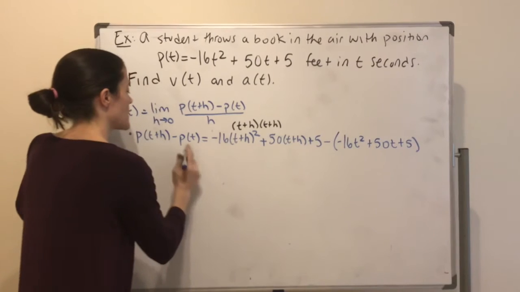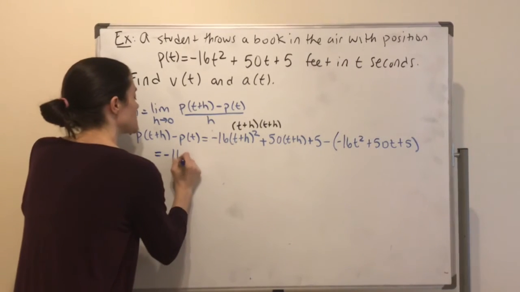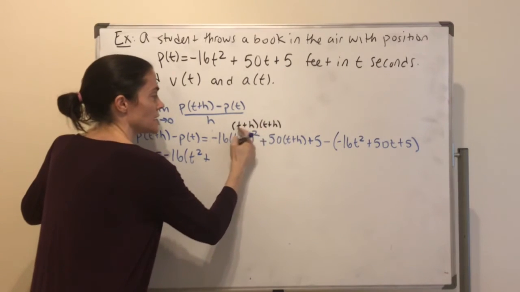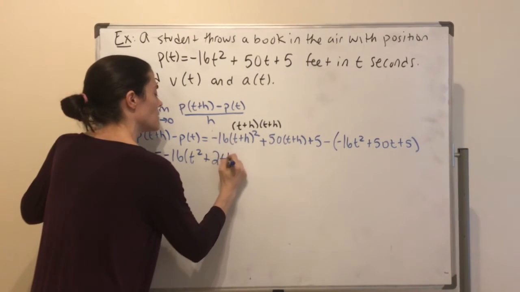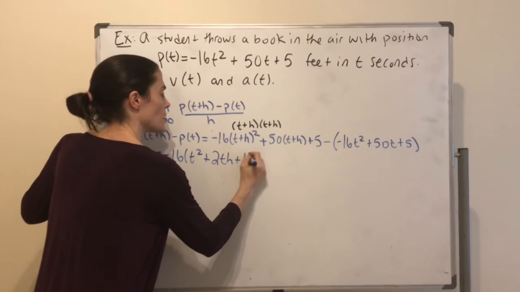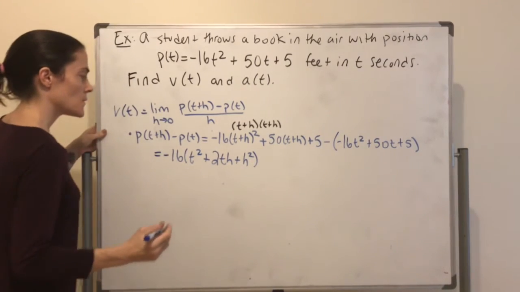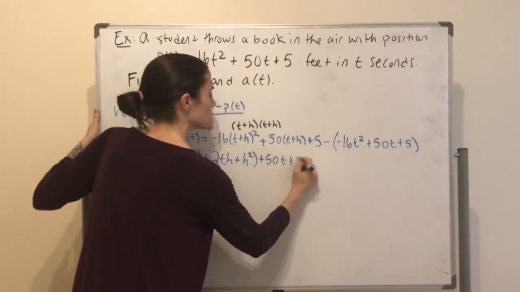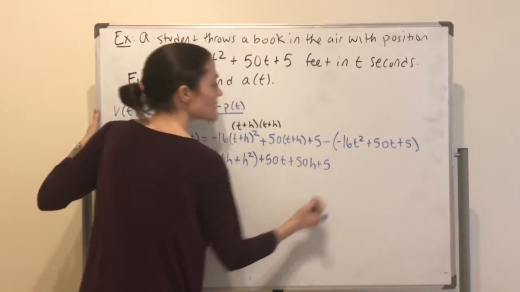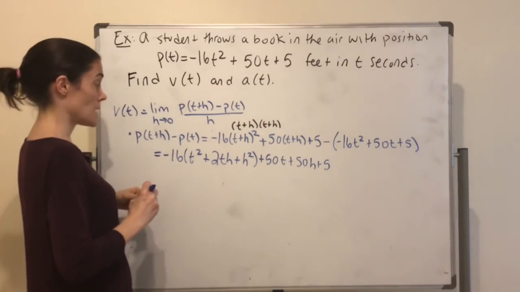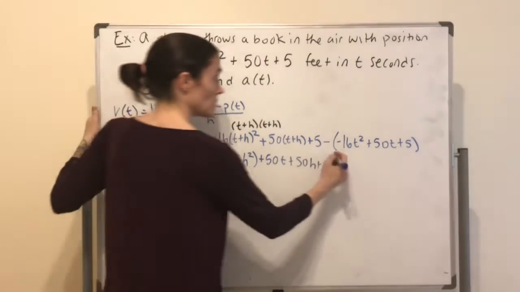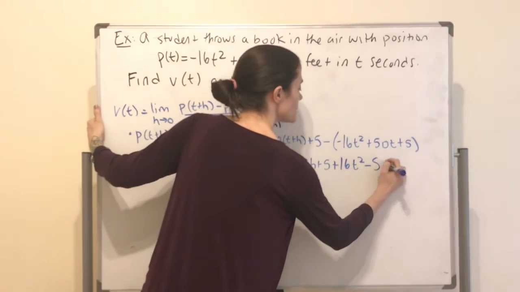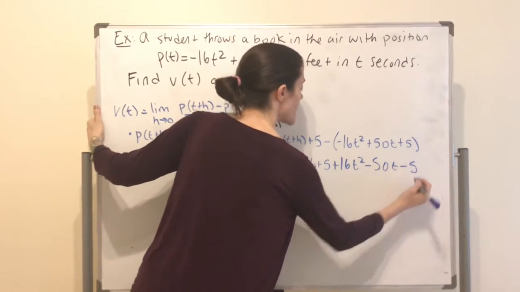Let's see, maybe I will back up. We have minus 16 t squared plus, there's an ht and another ht. And then we have an h squared. Then we have plus 50t plus 50h plus 5. Now let's distribute the minus sign. We have plus 16t squared minus 50t minus 5.